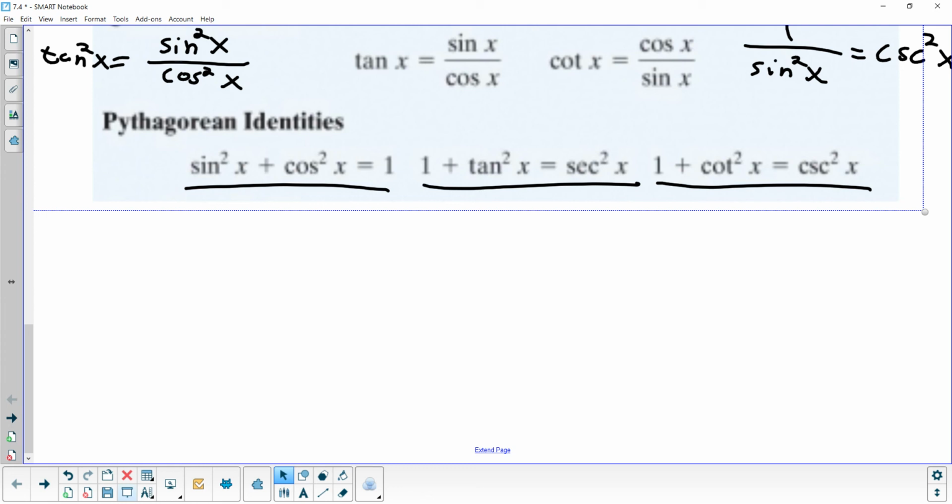Now, these identities don't work with higher powers, but what you can do is something like this. Take this one. If I wrote this, what do you think would go on the left-hand side?